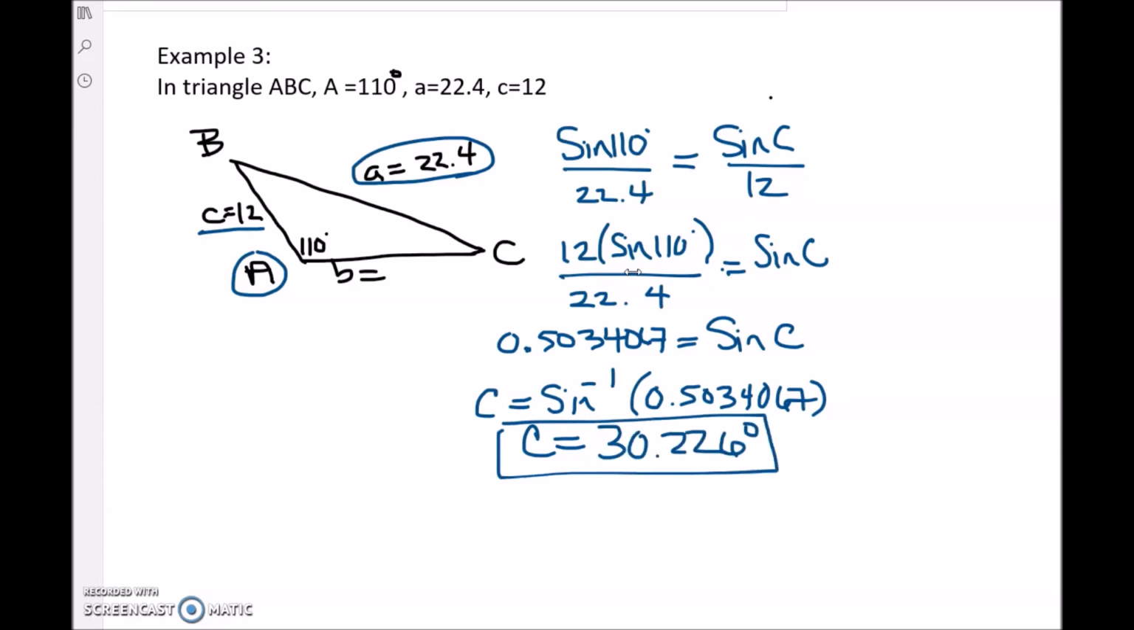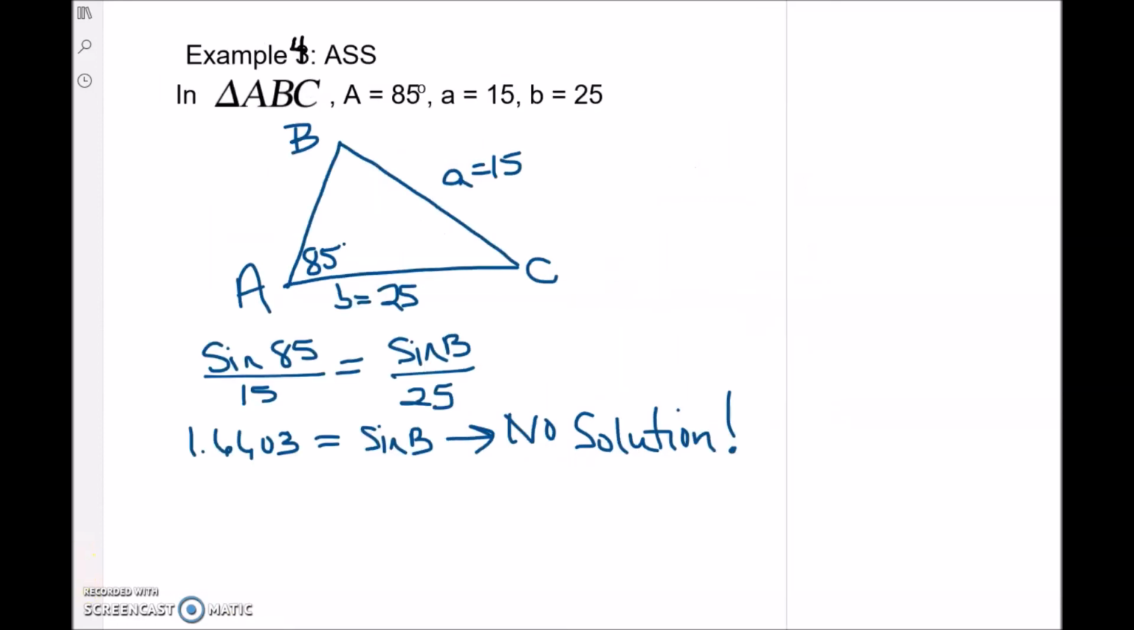Also remember, if you get an error when you're solving on your calculator, it's probably a triangle that doesn't work, and you can get no solution. When we set this triangle up, we can set up our proportion, and we'll see that we end up getting sine of B is equal to 1.6603, and so on. So when I go to do the inverse sine of that, my calculator will give me an error. But I can see right away that this isn't possible because the sine of an angle has to be anywhere from 0 to 1. So this is a case when I would get no solution.